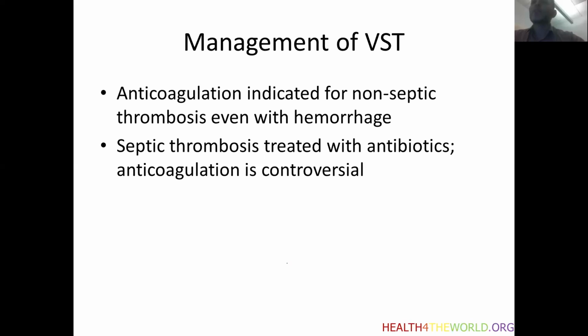In that case, we treat with antibiotics. Anticoagulation with intercurrent infection may be associated with a higher bleeding risk. So that, for that reason, it's relatively controversial. But when it does involve structures such as the cavernous sinus, we sometimes do anticoagulate, and that's to prevent permanent injury to the cranial nerves.